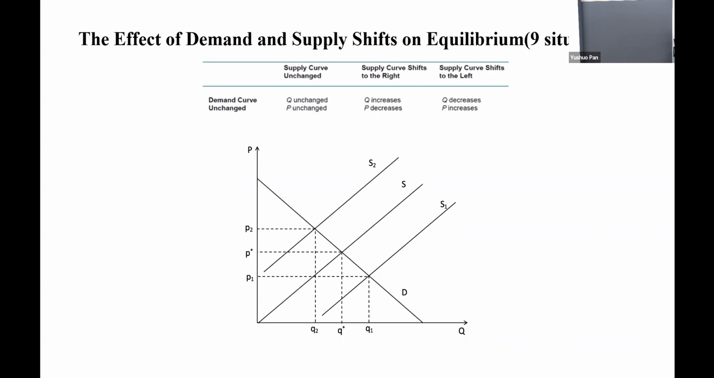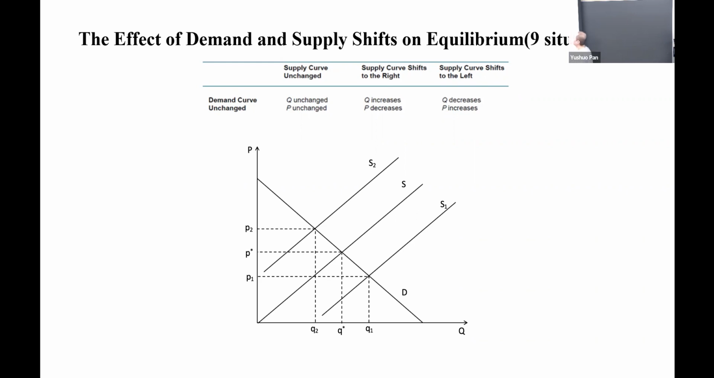What if the supply curve shifts to the right, which means the increase is high, right? The supply curve shifts from S to S1, but the demand curve doesn't shift. So you can see with the new equilibrium points, the price decreased, right? P1 is smaller than P star, the previous equilibrium price. But the new quantity Q1 is going to be bigger than the previous equilibrium quantity. So if the supply curve shifted to the right, Q increases, Q star to Q1, and P decreases from P star to P1.